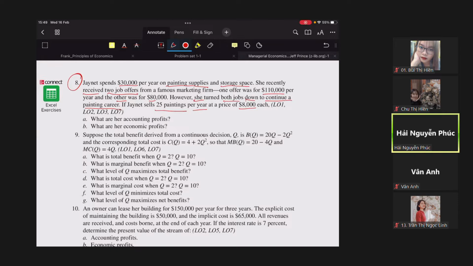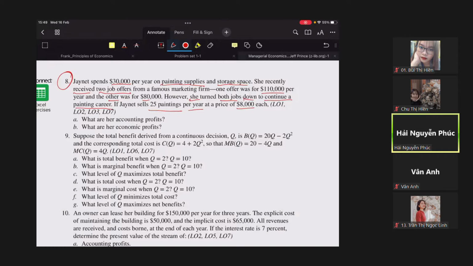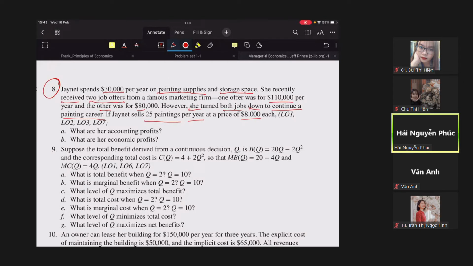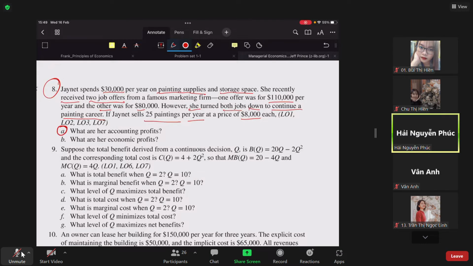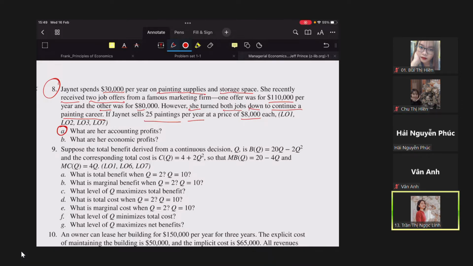they ask you 2 questions: A, what is her accounting profit? And B, what is her economic profit? So, question A. What do you think? How do we solve question A? I take the total revenue she can earn from selling paintings minus the cost she spends on supply and storage space, 30,000. Yeah, that's correct.